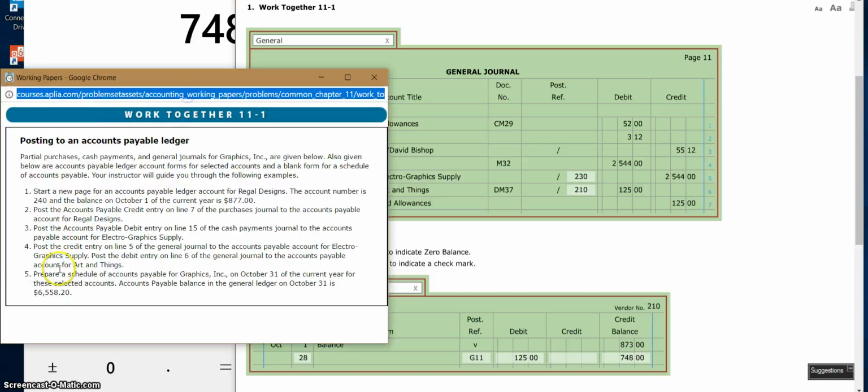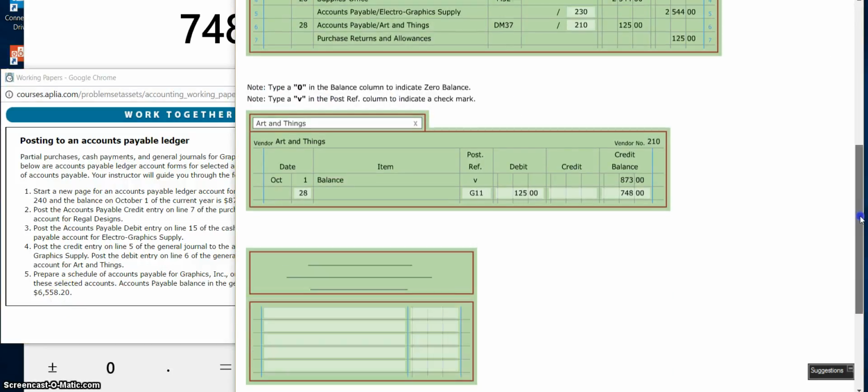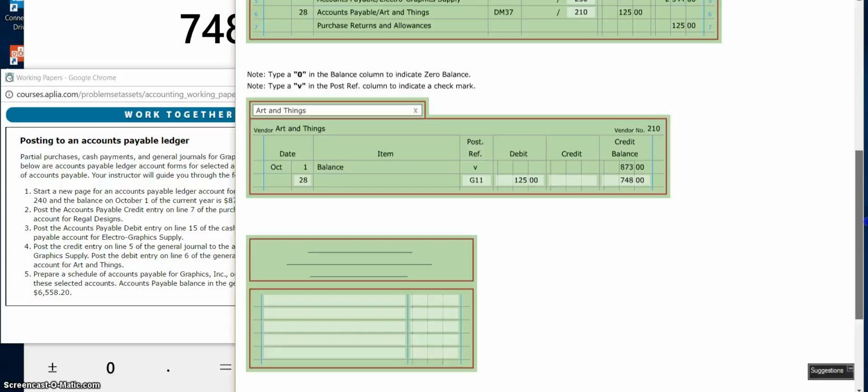Okay, next one. Number 5 says we're going to prepare a schedule of accounts payable for Graphic Inks on October 31st of the current year for these selected accounts. The accounts payable balance in the general ledger on October 31st is $6,558.20. That's going to be very important here in just a little bit. So, down here is our schedule of accounts.